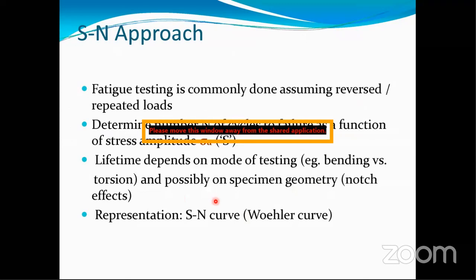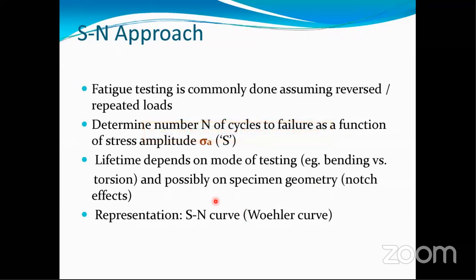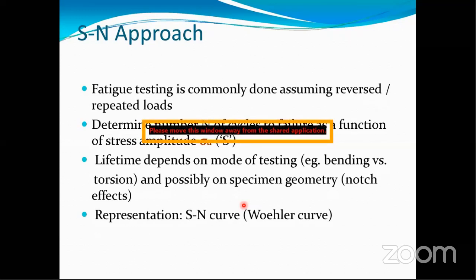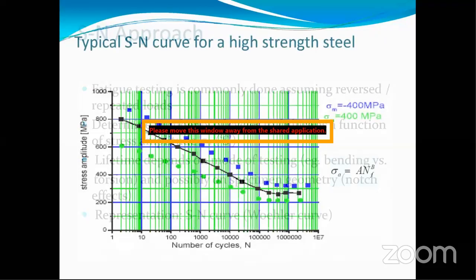So for the same component, there will be different lives depending on the mode of testing, whether it is bending or torsion or any other kind of flexural loading, or even combined loads, and even specimen geometry plays a major role. So how do we represent stress amplitude versus life? How does it look? It is actually called the SN curve, and it is also called Wöhler's curve.